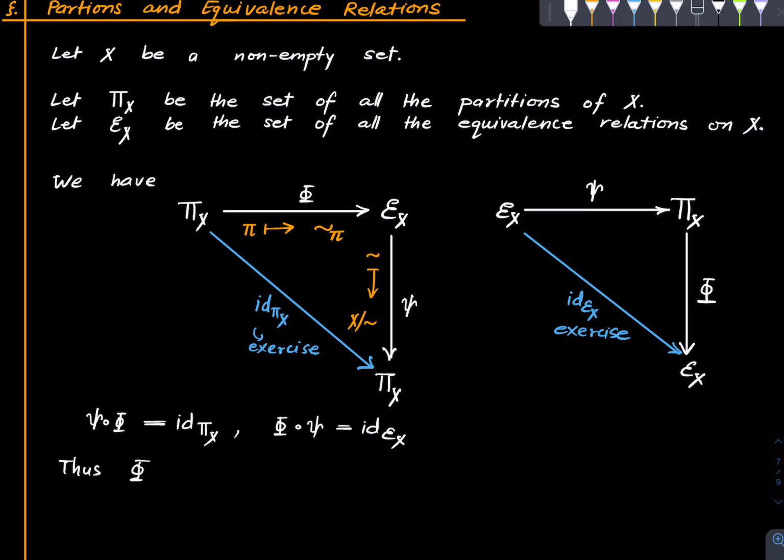And therefore both of these are bijections. This is by the star marked exercise. Just look at the star marked exercise and you will see. So both of these are bijections, and therefore there is a quote unquote natural way to identify a partition with an equivalence relation and an equivalence relation with a partition. These are natural identifications.